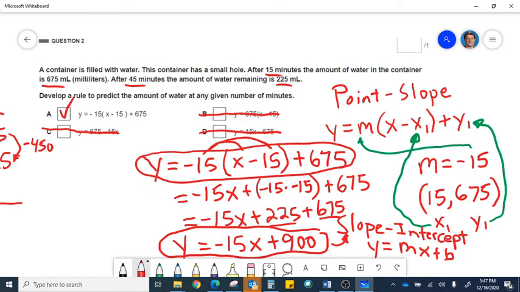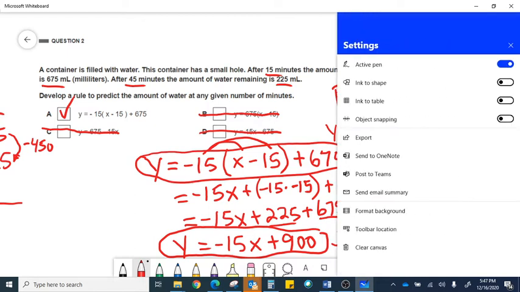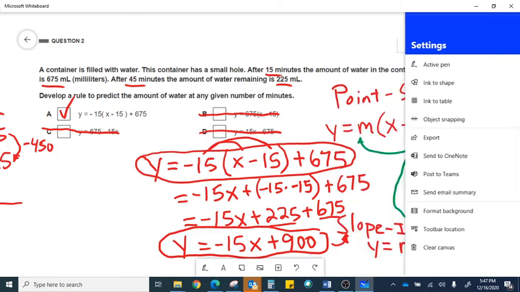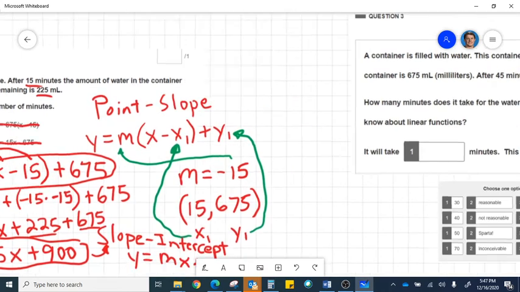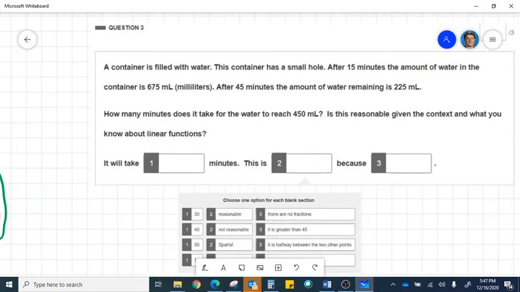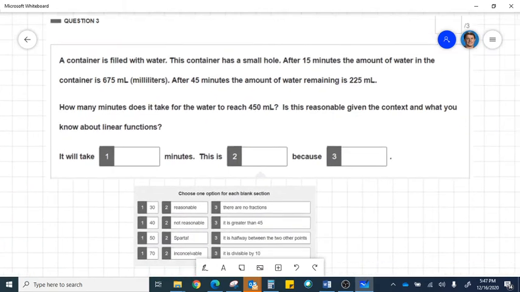All right, now I want to remember y equals negative 15x plus 900. I'm going to remember that because I'm going to use it later on in the problems. All right, so moving on, question number 3.